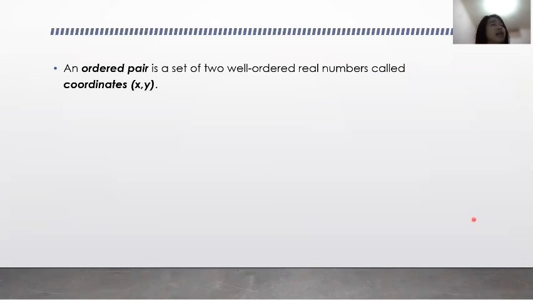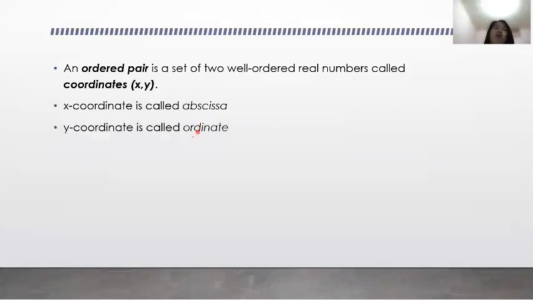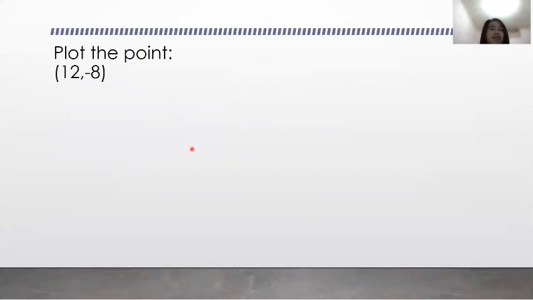And speaking of an ordered pair, it is a set of two well-ordered real numbers called coordinates, and that is the x and the y values, or simply x and y. The x coordinate is also called the abscissa, and the y coordinate is also called the ordinate. Now, let us have some examples in plotting points in the Cartesian plane.